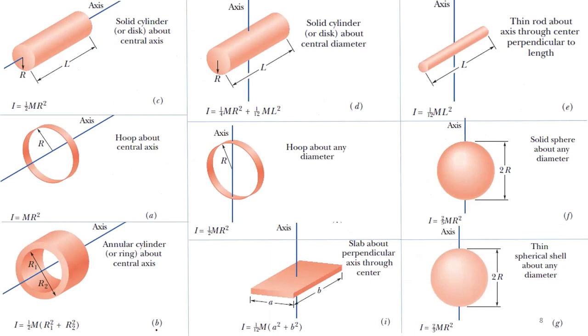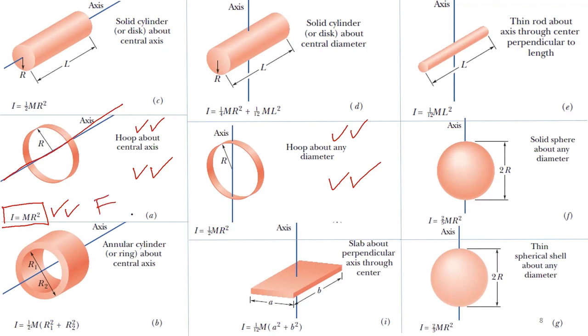Here I remind you of the same thing, but let me give you a brief remark between this part and this part. So I have a hoop. The hoop is a ring, like a basketball rim. It has a mass m and a radius r. The moment of inertia, if the axis of rotation is passing through the central axis like this, is mr squared. And this is in your formula sheet.